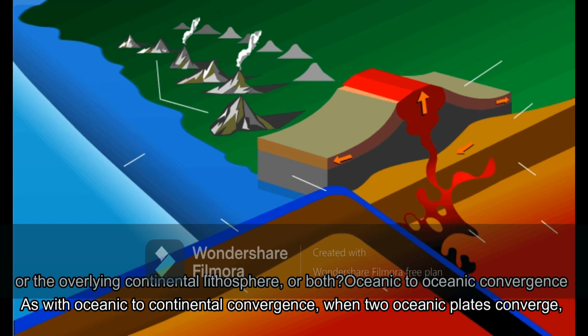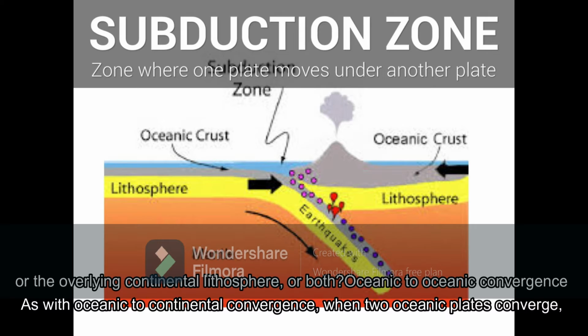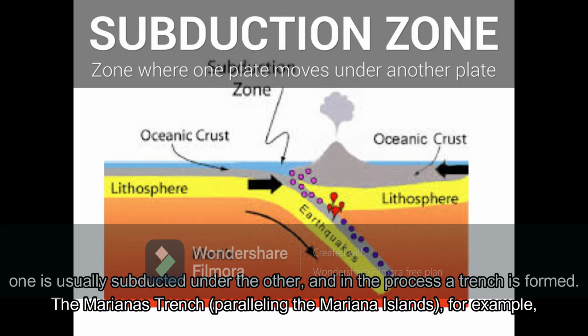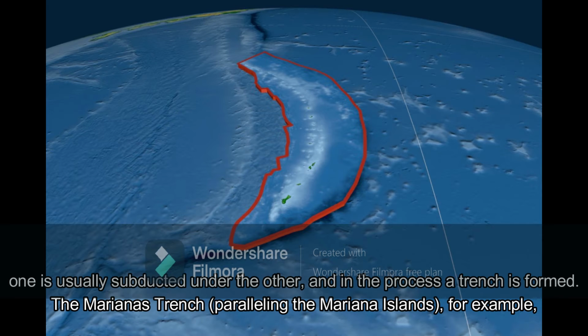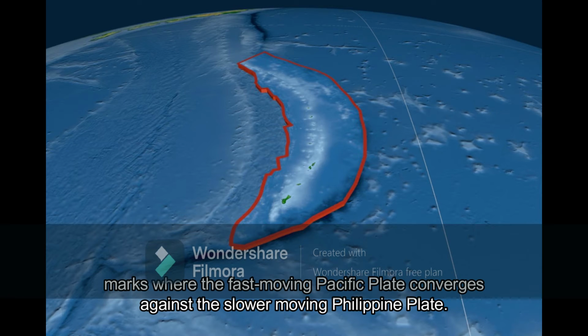Oceanic to oceanic convergence. As with oceanic to continental convergence, when two oceanic plates converge, one is usually subducted under the other, and in the process a trench is formed. The Marianas Trench, paralleling the Mariana Islands, for example, marks where the fast-moving Pacific Plate converges against the slower-moving Philippine Plate.